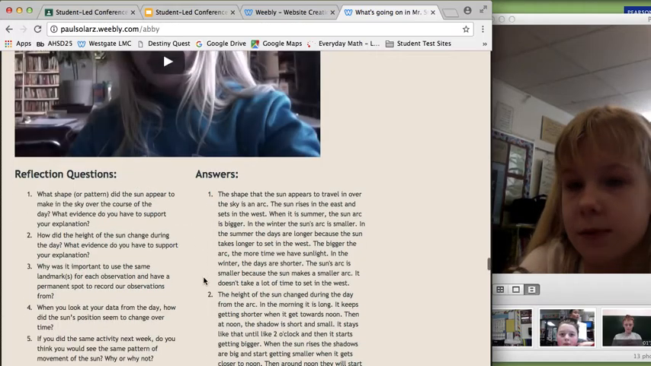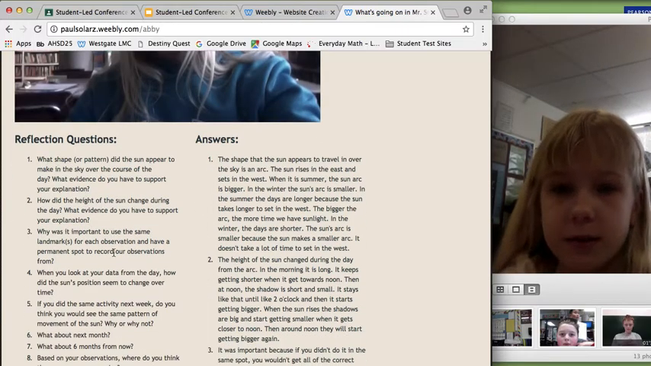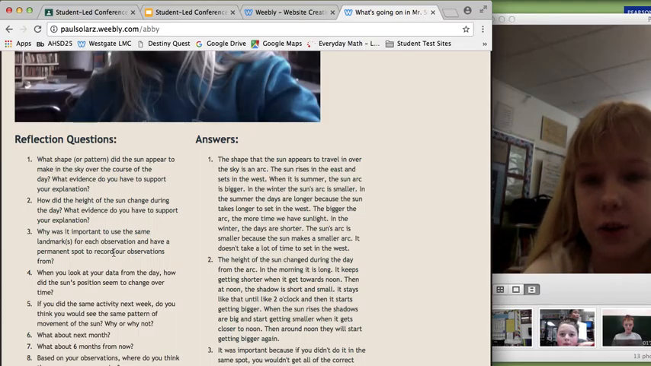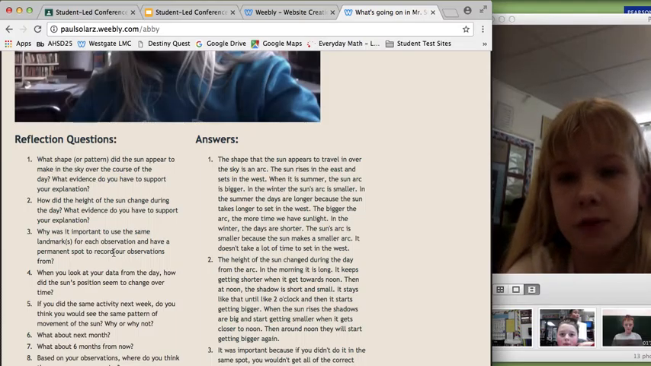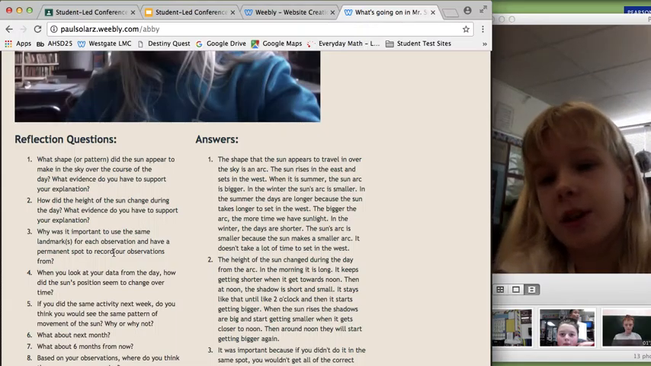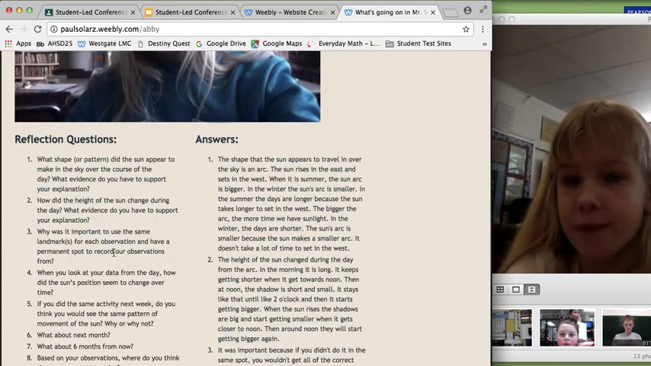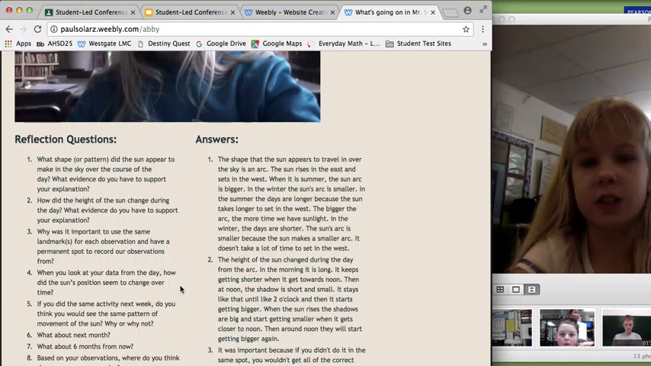You can read those. So the questions that were asked: what shape or pattern did the sun appear to make in the sky over the course of the day, and what evidence do you have to support your explanation? Number 2, how did the height of the sun change during the day? What evidence do you have to support your explanation? Number 3, why was it important to use the same landmarks for each observation and have a permanent spot to record our observations from?